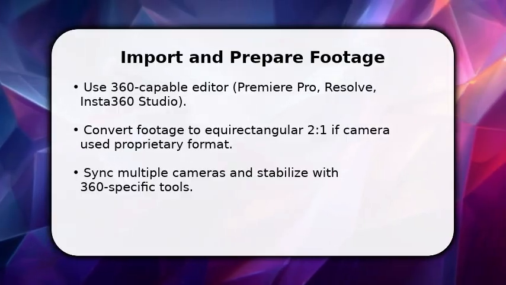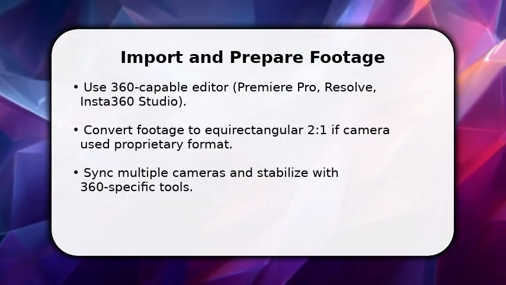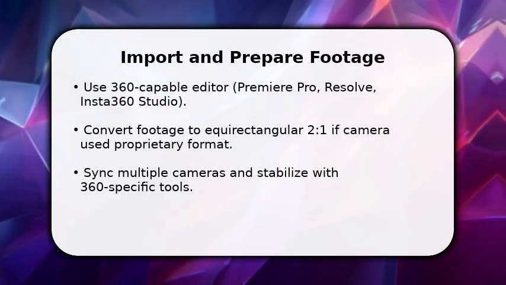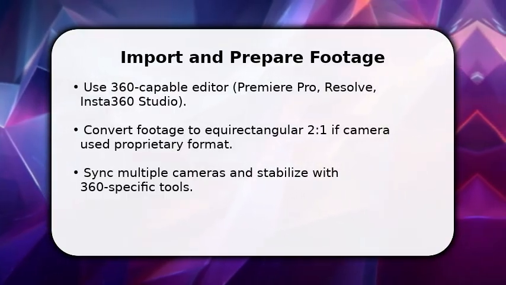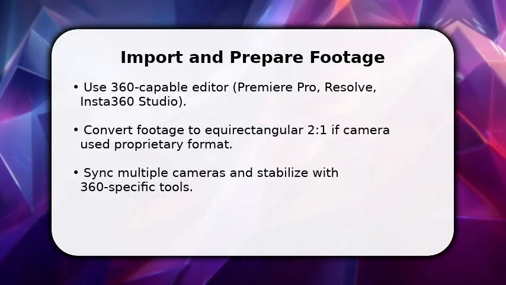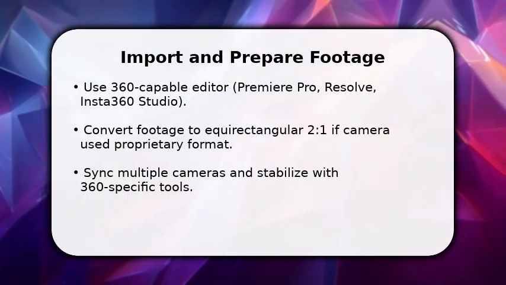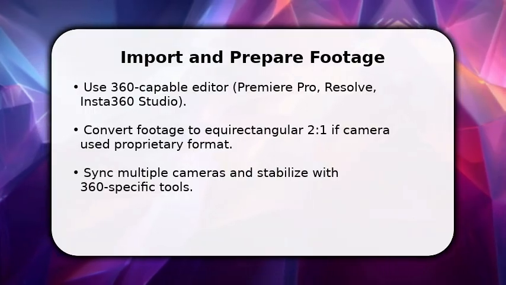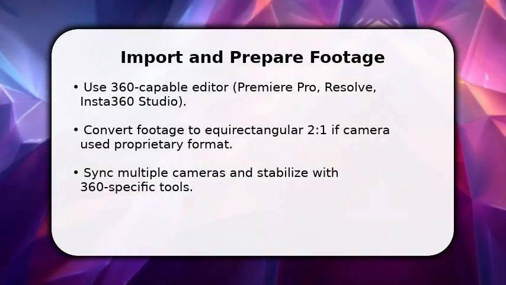You start by importing raw 360 clips into a 360 aware editor so projections stay correct. Once imported, convert any proprietary files to equirectangular 2:1 to avoid warping. That preserves spatial accuracy. You should sync multicam takes using timecode or waveform. This ensures consistent stitch seams.